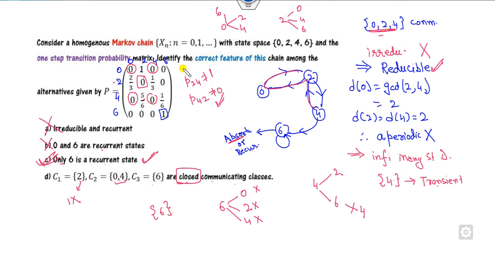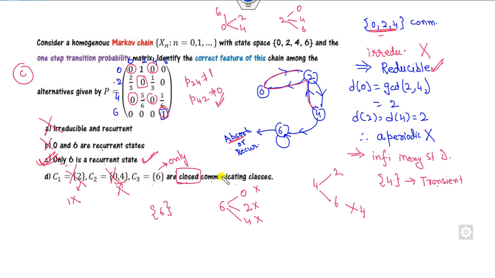Look at the 6, this is satisfied, but this is the only closed communicate class. This is not a closed class, this is not a closed class. So the only 6 is my recurrent as well as absorbing state. C is my correct answer. Okay, look at this another case.